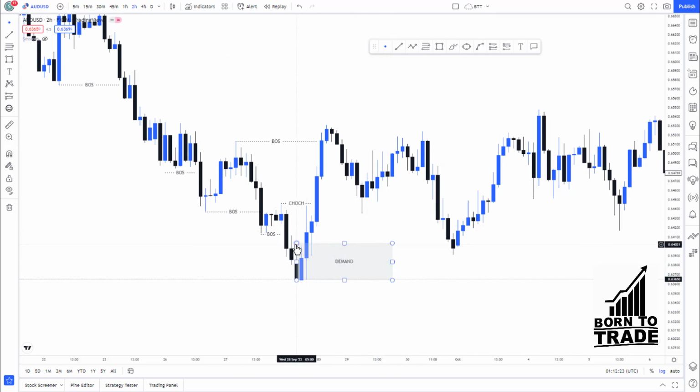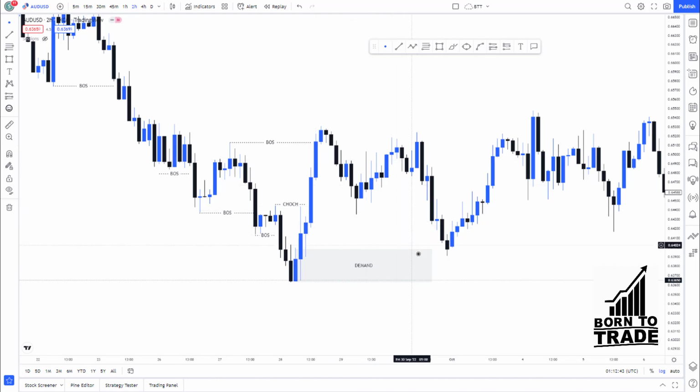So that's our demand zone, but this zone can actually be refined. Since this bullish candle here didn't close above this bearish candle, we can refine the zone down to this candle. So what you want to do when you see this is extend your zone and wait for price to return back to your zone.